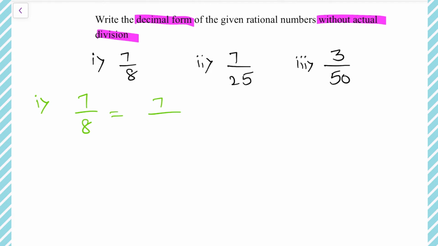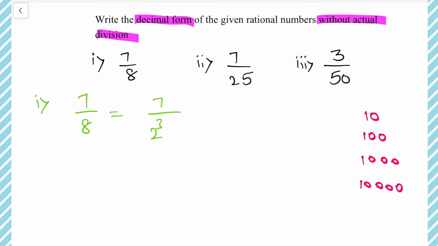So write the prime factorization of the denominator. Here 8 can be written as 2 cube. So now our first duty is making the denominator 10 power something, 100 power something, 1000 power something, 10,000 power something, like this. If the denominator is 10, 100, 1000, 10,000, 1 lakh, 10 lakhs, 1 crore, 10 crore, like this, it will be very easy to write the decimal without the division. So this is our main intention here.